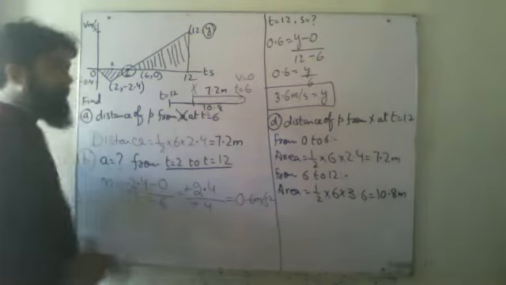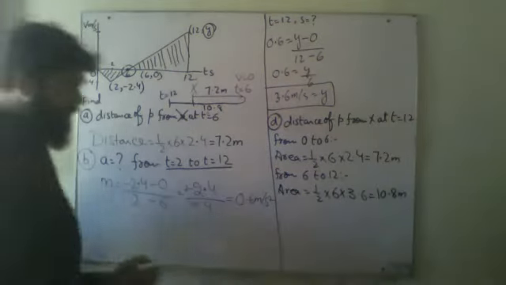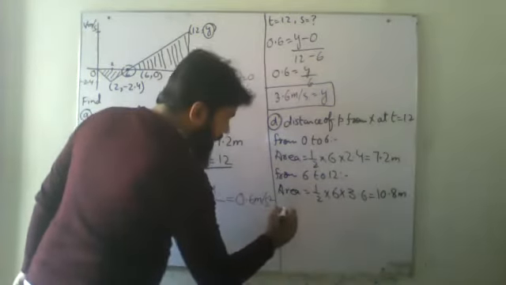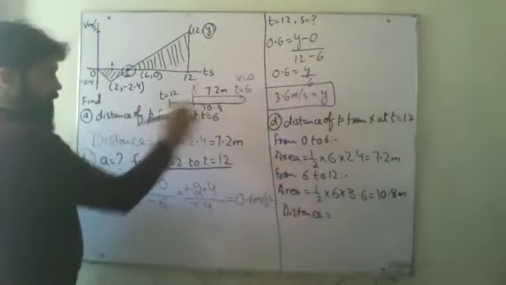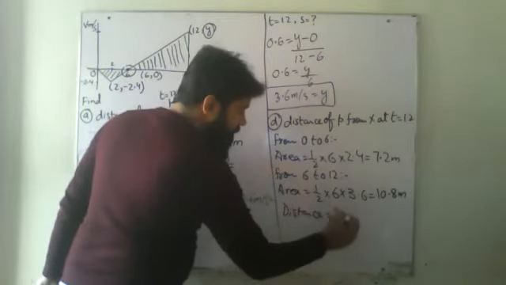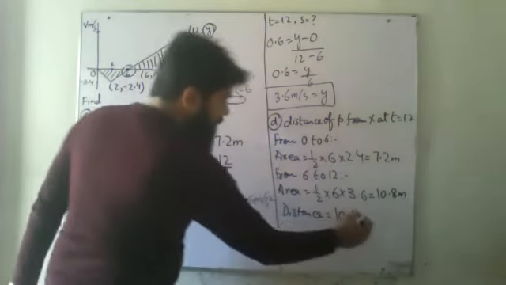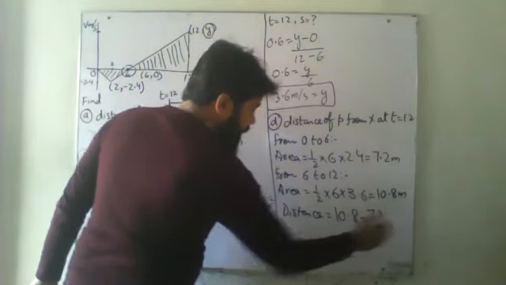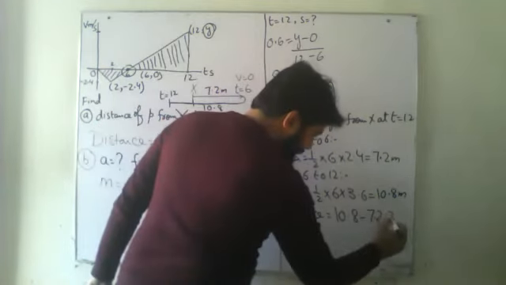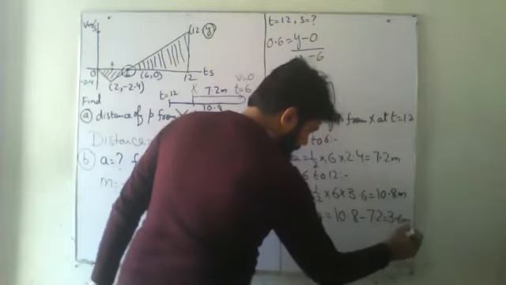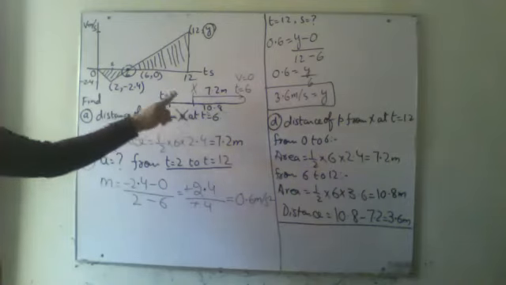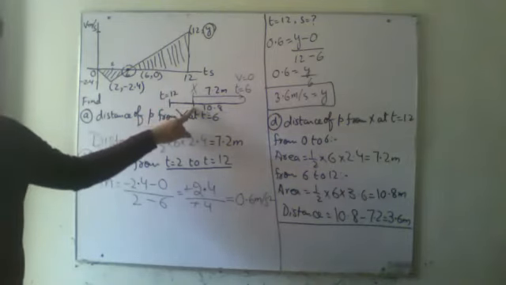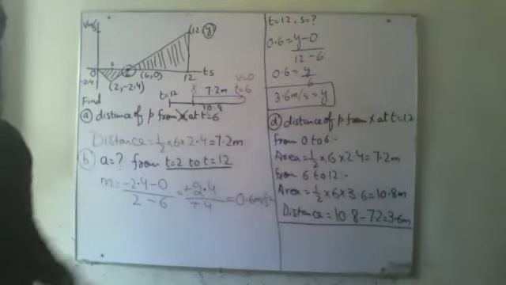So how far is my body from the starting point? How will I find it? I will find the distance. The whole distance is 10.8 minus 7.2. When I subtract it, this comes to 3.6 meter. So my body at t equals 12 is 3.6 meter away from the starting point. Okay.